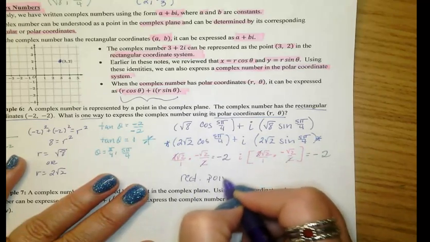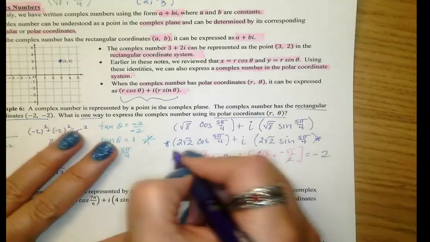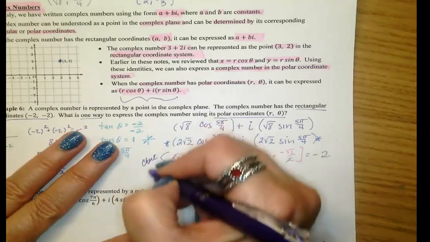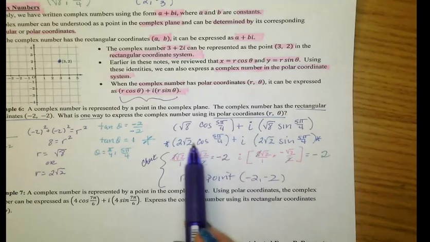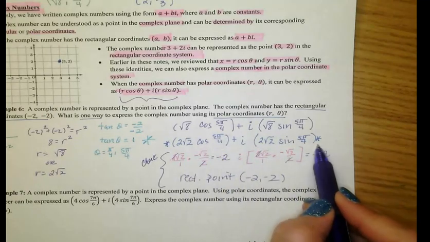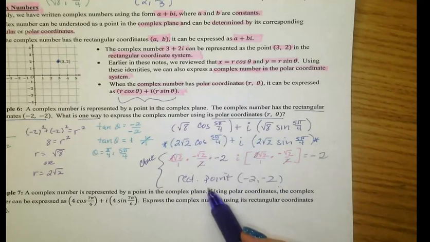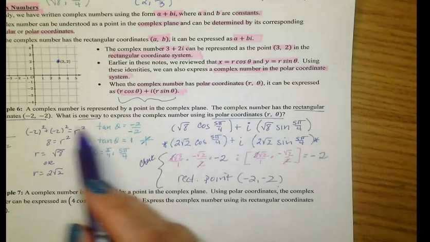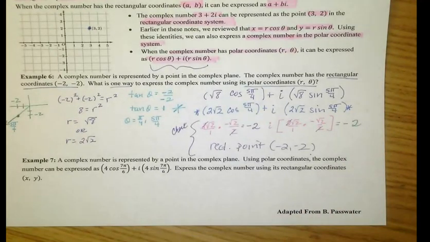So what was the rectangular point? Was negative 2, negative 2, right? So this is just a way to check your work, right? I can just go back and evaluate it. So this is the polar system. This is the rectangular system. And again, I only did this because I just wanted you to see that this crazy thing we just calculated here does in fact produce that negative 2, negative 2 at the top.